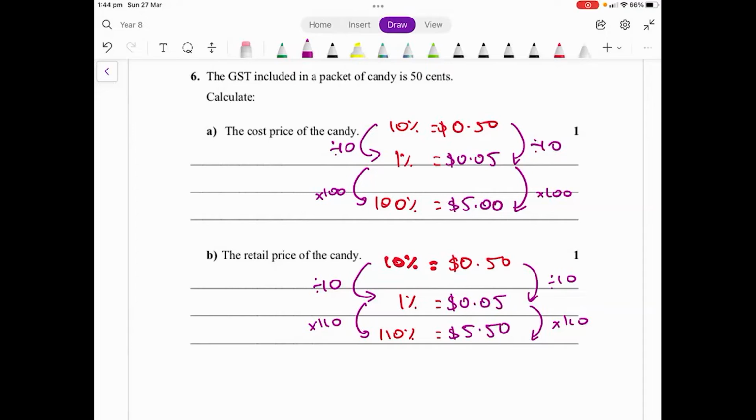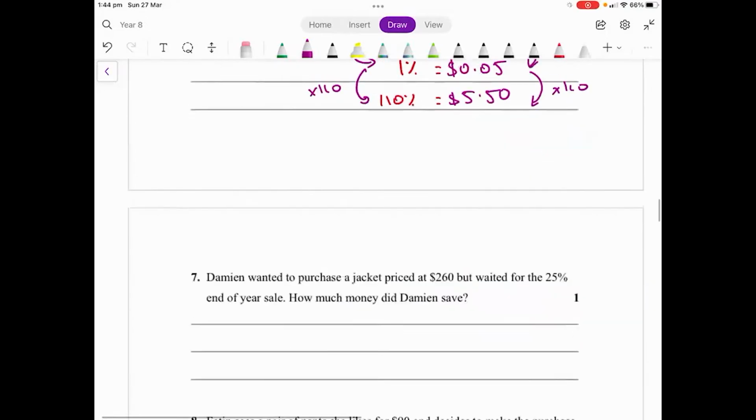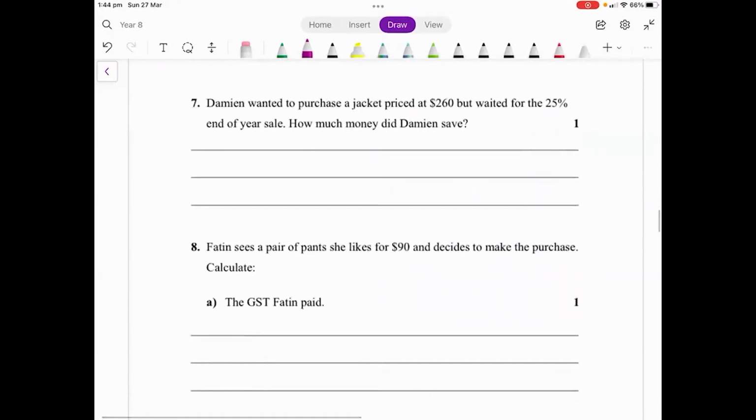Question 7. Damien wanted to purchase a jacket priced at $260, but waited for the 25% sale. How much did he save? This is only asking for the savings, which is 25%. So we simply do 25% of $260, and that gets you $65.